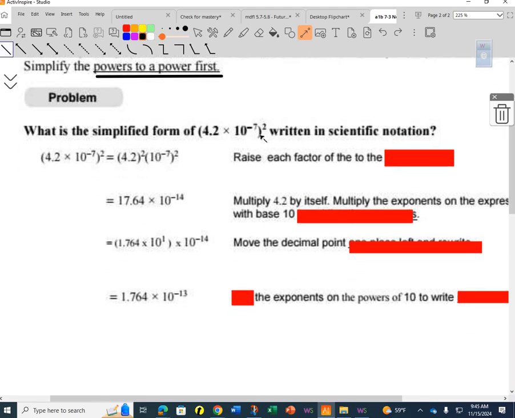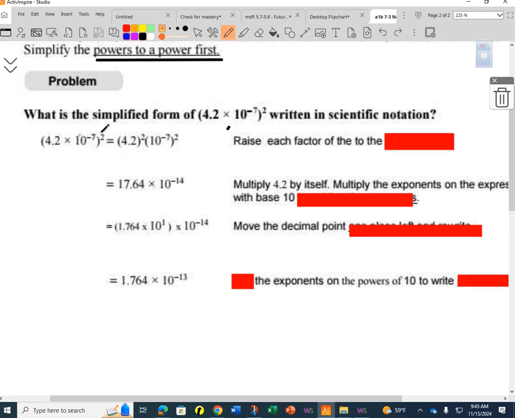So this is an example of what they're talking about here. This is an expression written in scientific notation. Remember, this is the only time a negative exponent is okay. 4.2, which is between 1 and 10, we said it's got to be between 1 and 10, times 10 to some power. But that says we're going to square it. So the first thing we're going to do is take this 4.2 and apply that, or distribute that power to a power.